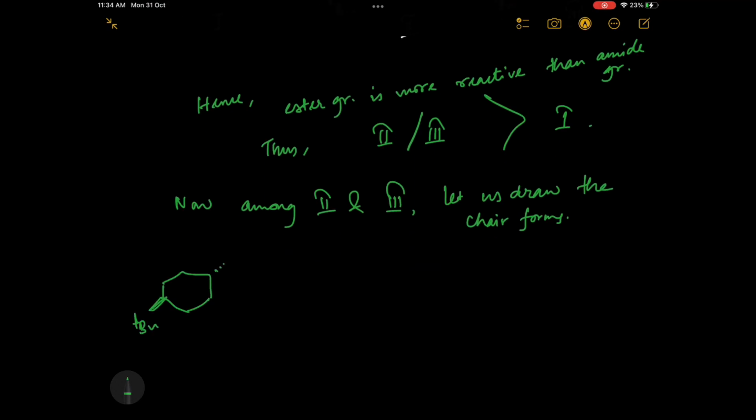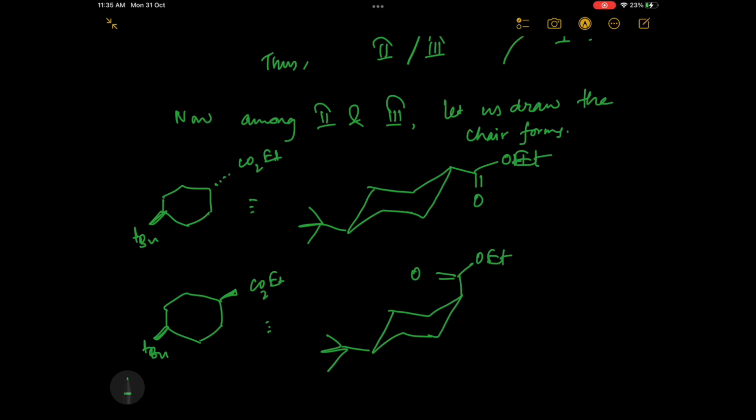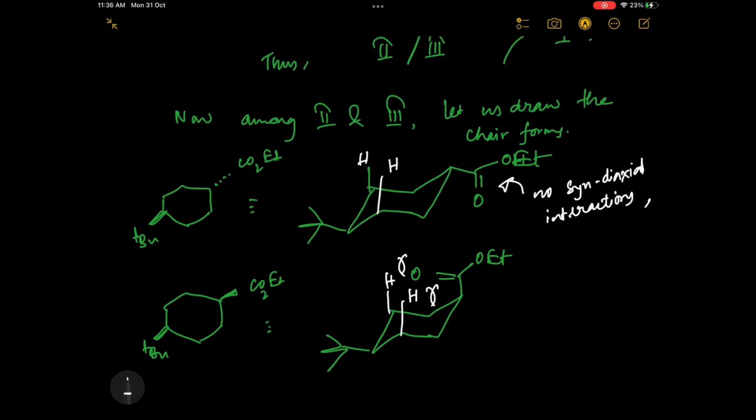If we draw the chair form of compound 2, which has the ester group below the plane, we see the chair form as you can see. In the case of the third compound, the CO2Et group is above the plane, so it will be above the plane in the chair form. As we can see in compound 2, there is no significant syn diaxial interaction present, because the H are above the plane and the CO2Et is out of the plane, that is, it is present in the equatorial position of the chair form of the cyclohexane ring.